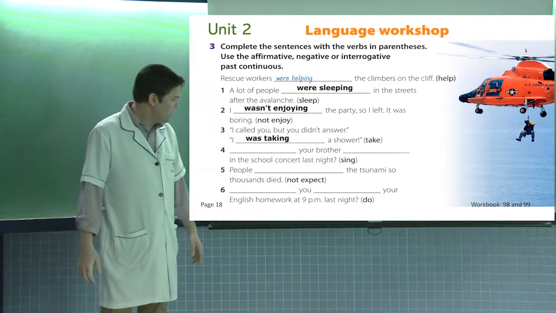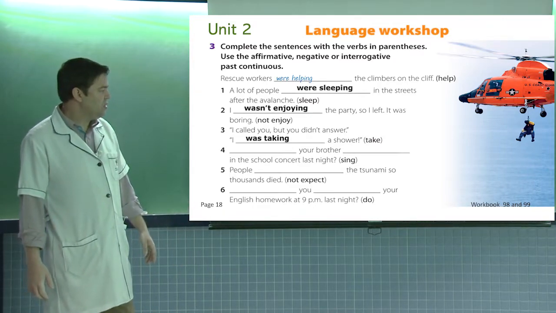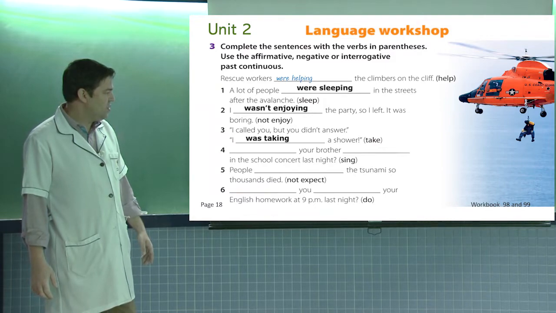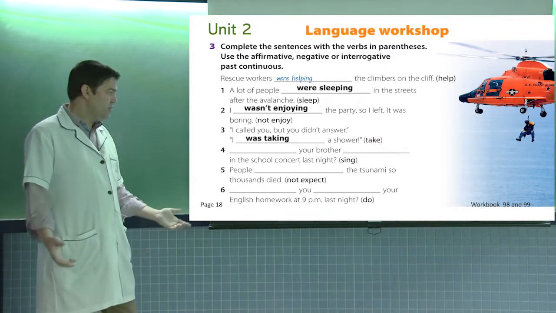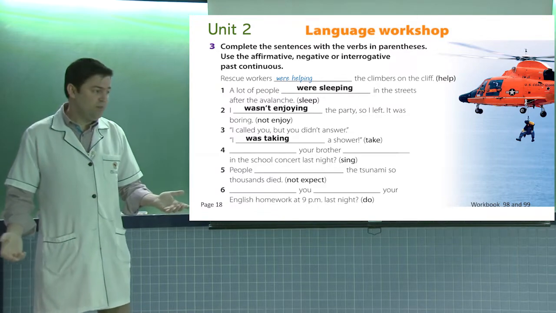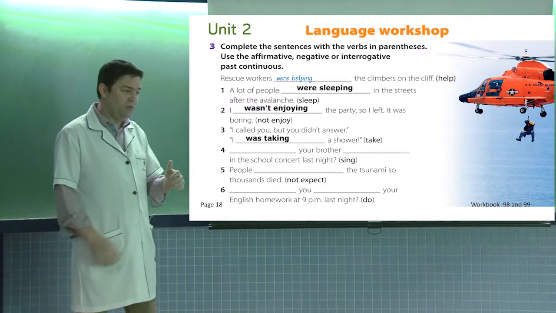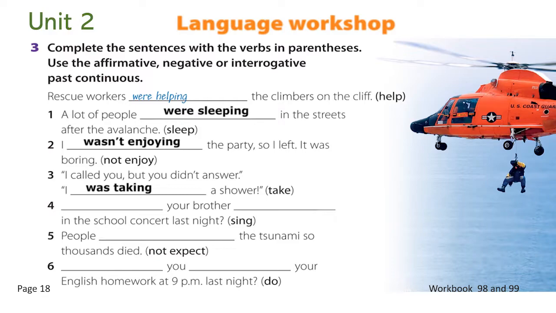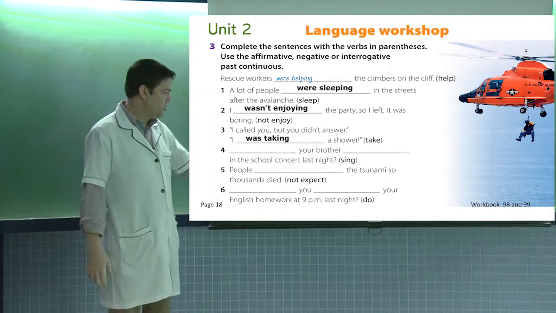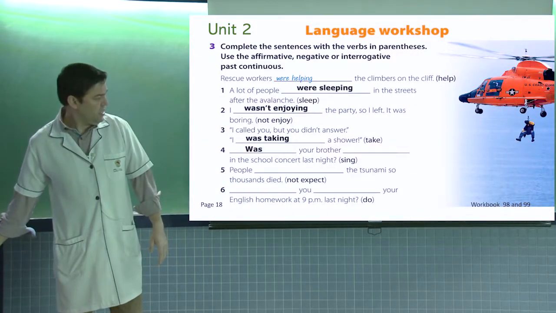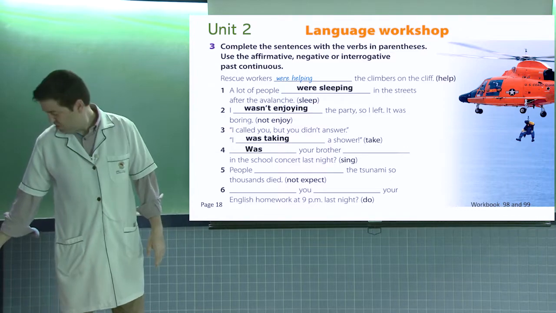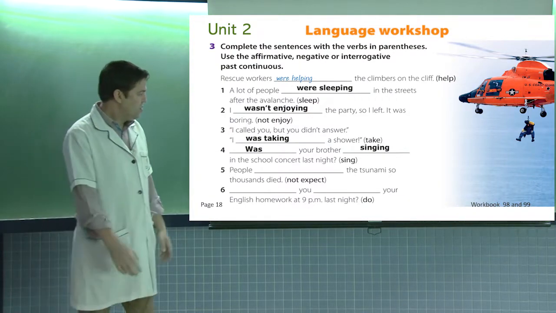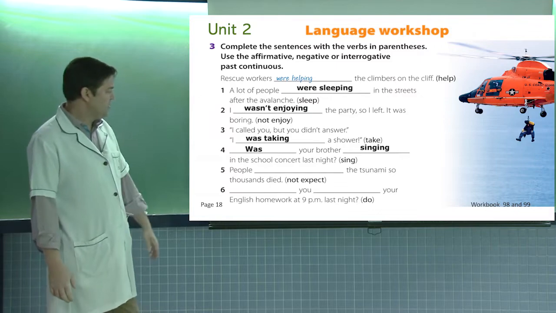Number four, it's a question. Your brother in the school concert last night. So here we are studying past continuous. We know that we are going to use was or were. Then I need to analyze your brother. Your brother is singular or plural? If it's singular, was. If it's plural, were. So your brother singular, was, and then I have to put sing with ing form. Okay? All right? Easy peasy.